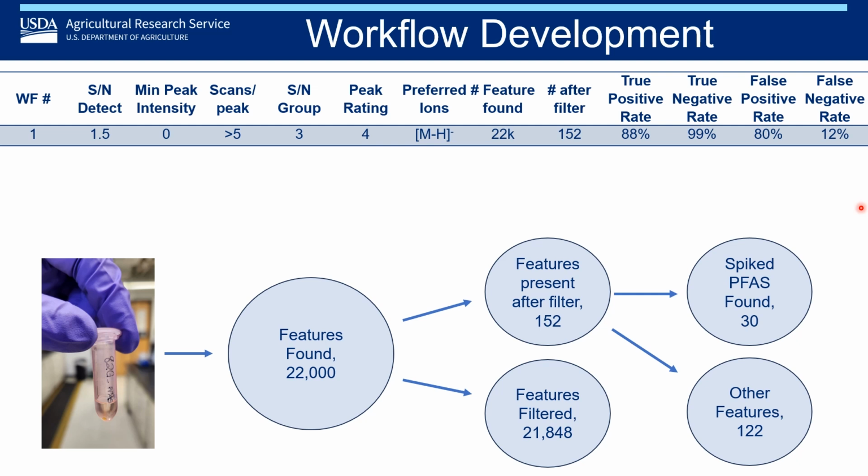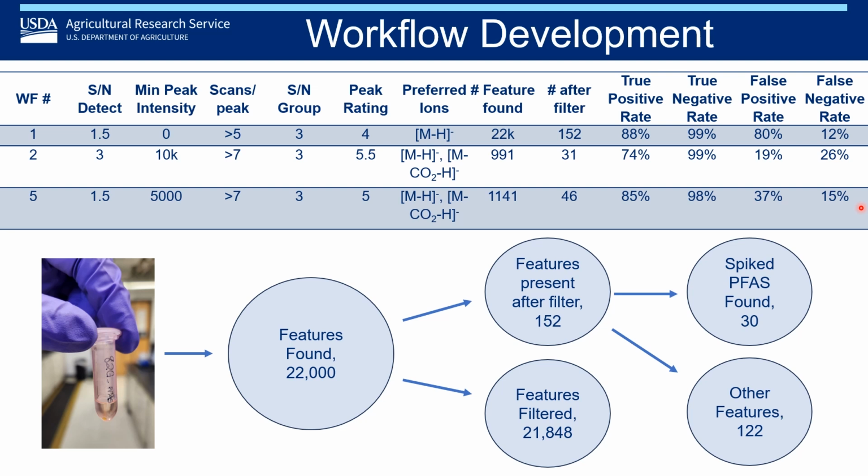So we ended up adjusting different workflows, including increasing the peak intensity, changing the signal-to-noise ratios, and adding in an M-CO2 minus H preferred ion. And this had the effect of greatly decreasing the false positive rate. However, we also ended up decreasing the true positive rate, or the amount of those 34 PFAS that we were finding. So to help with this, we ended up going to other sources.